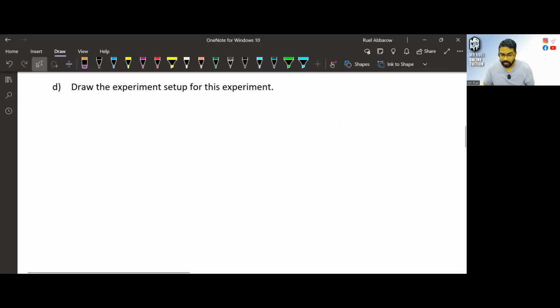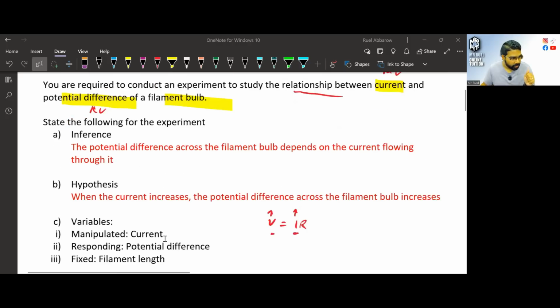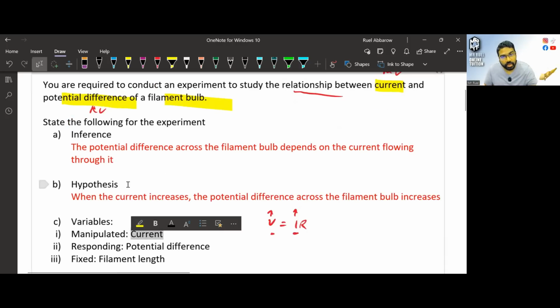For this experiment, the setup is very simple. What we are going to do is change the current. How do we control the current? How do we set a certain value for the current? Using a rheostat. We adjust the resistance of the rheostat until we get the desired value of the current. So we need a rheostat here. Anyway, the apparatus list will be given to you. Please refer to that.